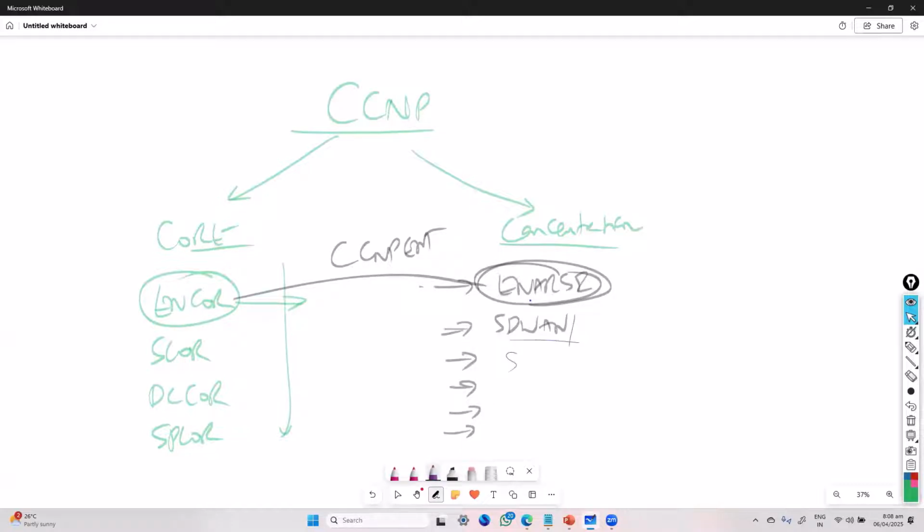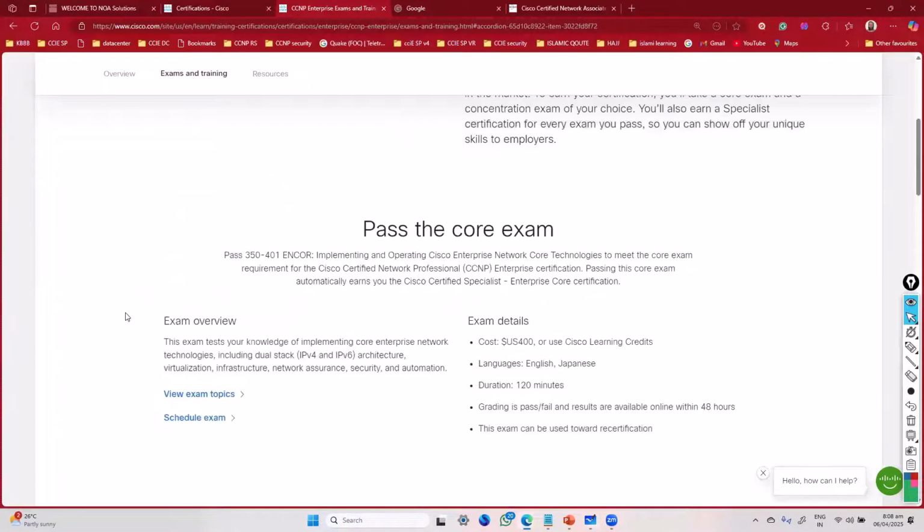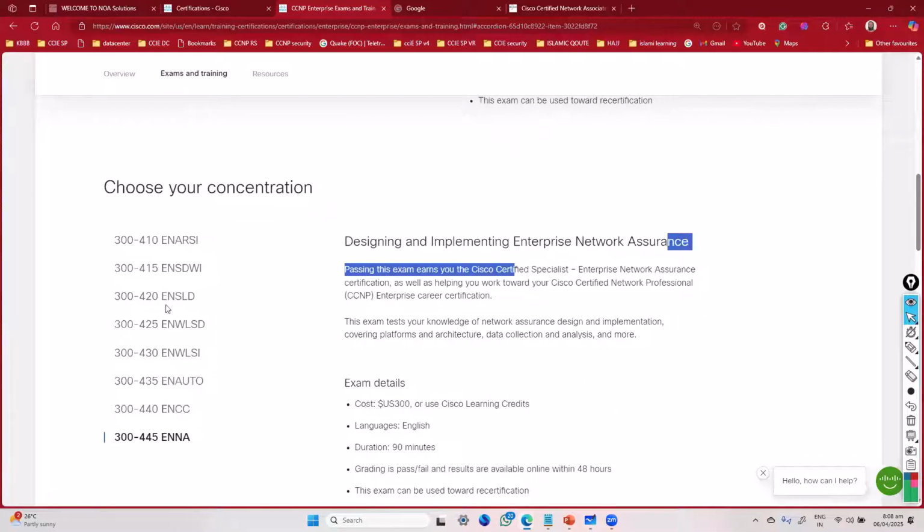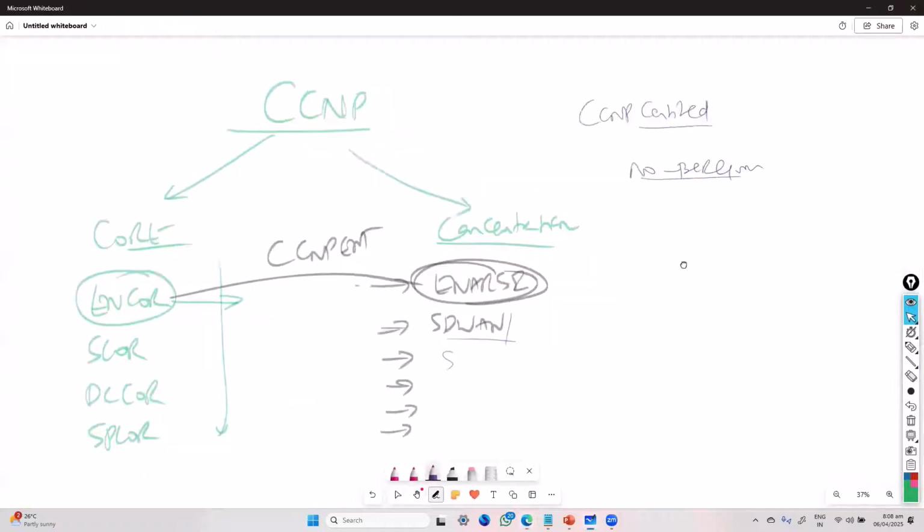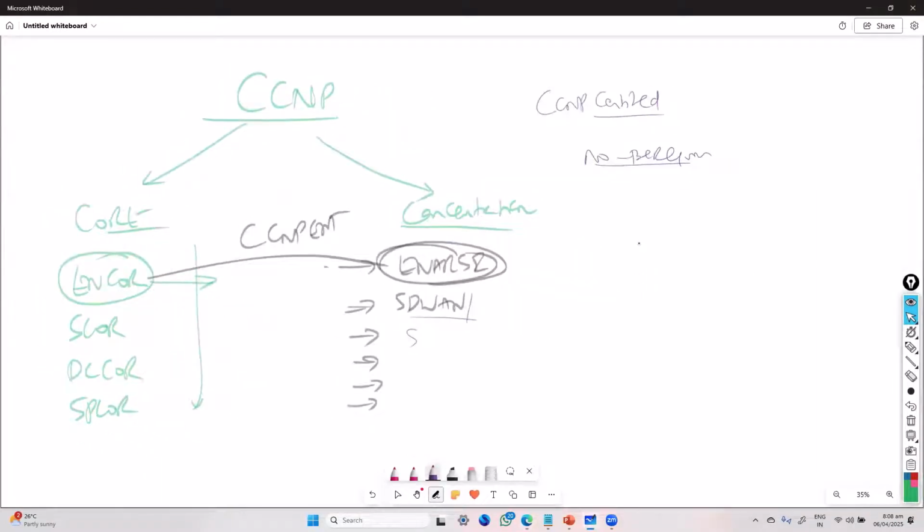In order to get CCNP certified, the first thing is there's no prerequisite. You can directly write any exam. Either you can write the core exam directly, or you can write any of these enterprise concentration exams directly, any track. It's not just this one. There's no prerequisite, because previously you needed to have the CCNA exam to be certified. That's no more. Now you can write any exam.